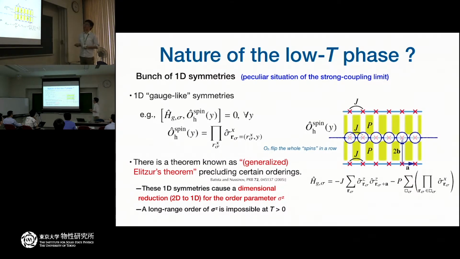You may wonder whether this so-called spin may develop some order, but actually this is impossible at finite temperature. There are a bunch of one-dimensional symmetries, which is a peculiarity of the strong coupling. For instance, we can take a product of sigma x along the horizontal axis. They commute with the Hamiltonian. Basically, they flip all spins together. Therefore, the sigma z component of spin cannot develop long-range order along the vertical direction. So in a sense, there's a dimension reduction of this order parameter field from 2D to 1D. Therefore, sigma z spin, at least by itself, cannot order at finite temperature.